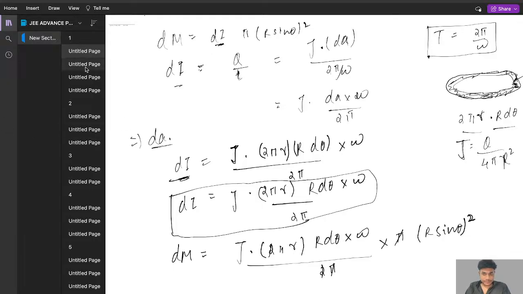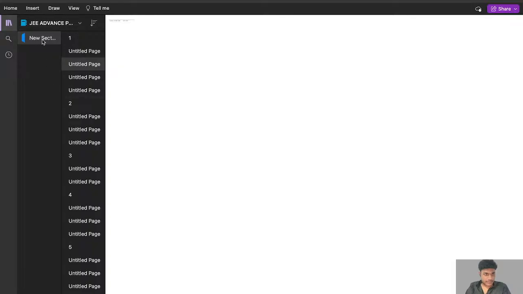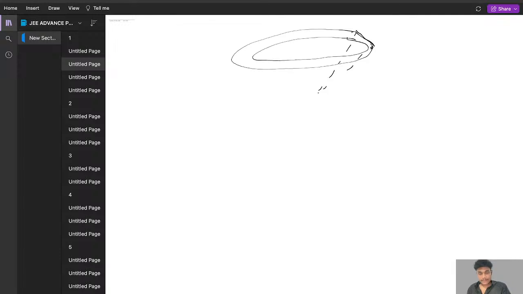Okay, I think I missed something. If I take this like this, right? This is our element. Okay, like this. If I see, sorry, this is our element, like this disk. Okay, like this. And this is theta, right? D theta, sorry.